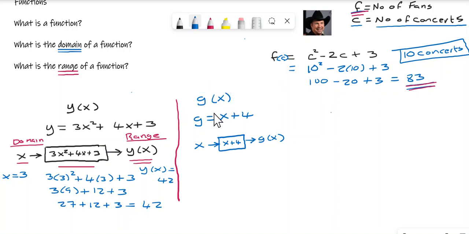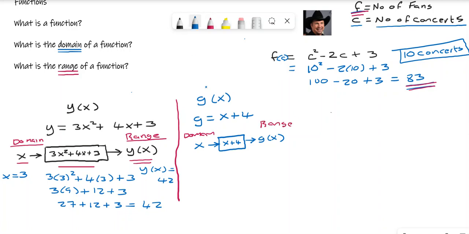Similarly here, we have a function as well. So we're calling this g(x). Okay, so x is like the input, and then g(x) is the output. And we can even represent it like this: g, or the output, is equal to x plus 4. So again, we can think about it like this. So we have our domain. And then we have our range.